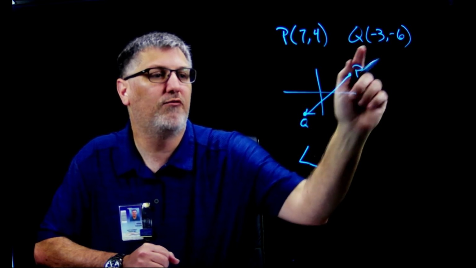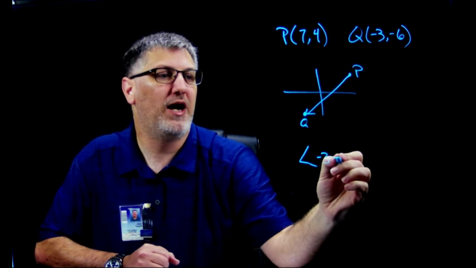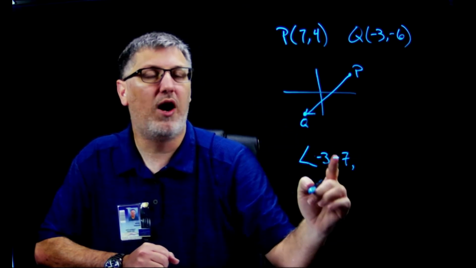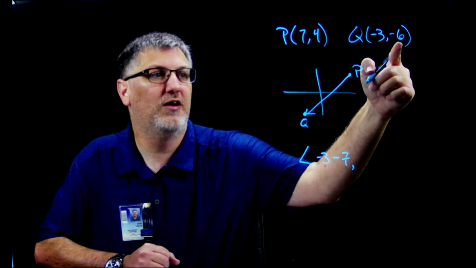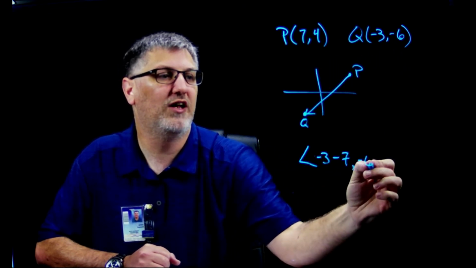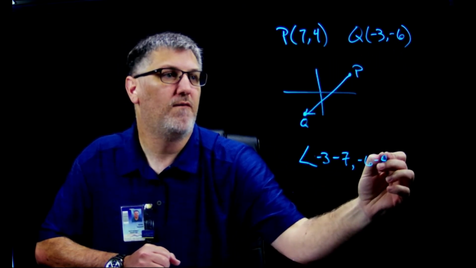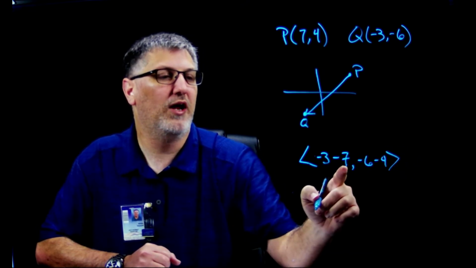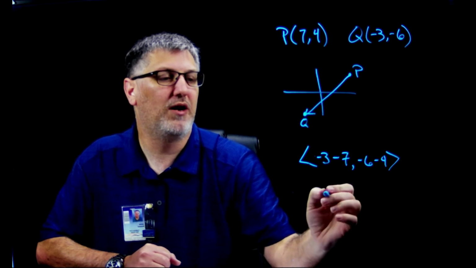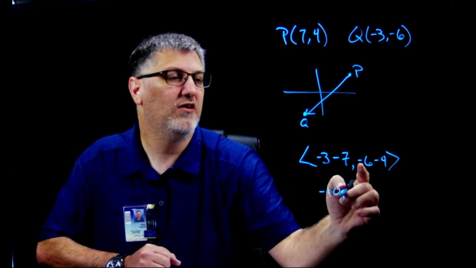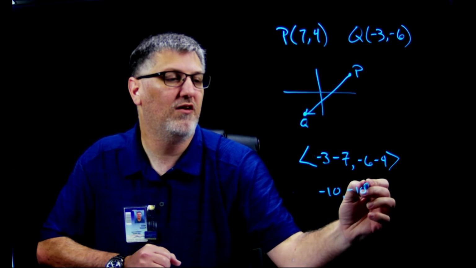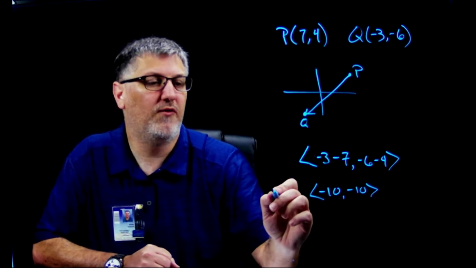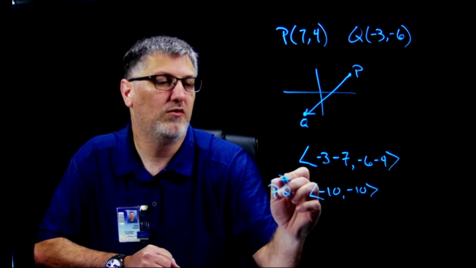So -3 minus 7. And then for the y component of the vector, I'm going to do tip minus tail, so -6 minus 4. And then I'm going to close it off with the angled bracket. So -3 minus 7 is -10, and -6 minus 4 is -10. And that is your vector PQ.